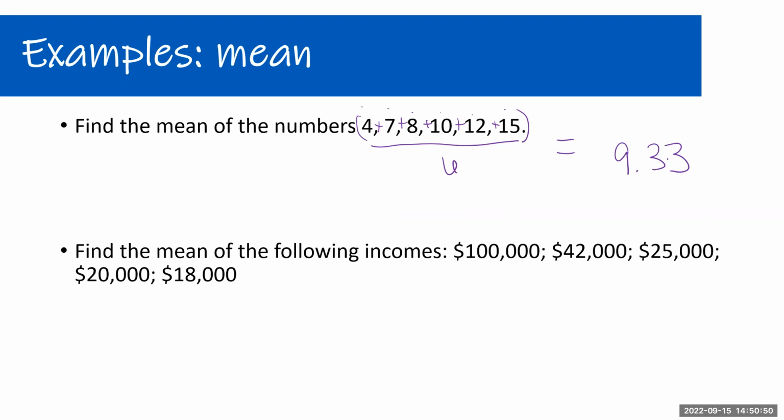If we want to find the mean of these incomes, we're just going to add them all up. And we have 1, 2, 3, 4, 5. So if we add all 5 of these up and we divide by 5, you should see that the average is 41,000. Okay. Again, you're just adding all of them up and then dividing by 5.